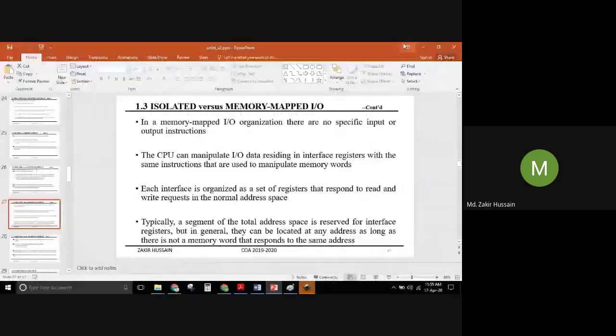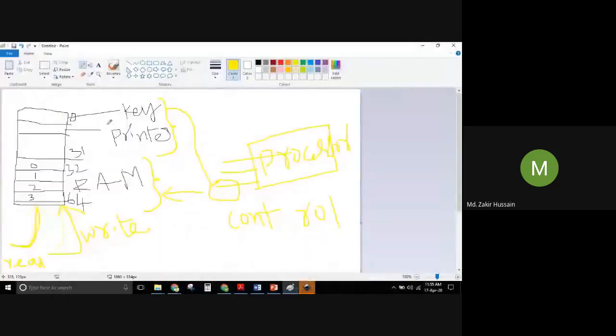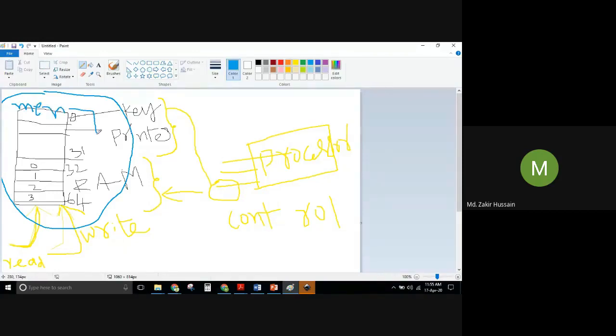That's the point here. If this is clear to you people, then we are able to grab the point. Memory mapped I/O means this is the memory mapped I/O. The entire thing is a memory only here. This memory is partly used: 0 to 31 is used for connecting the I/O devices, and 32 to 64 is used as RAM.